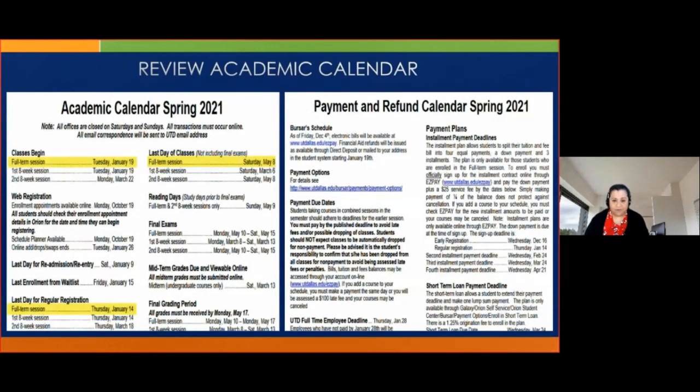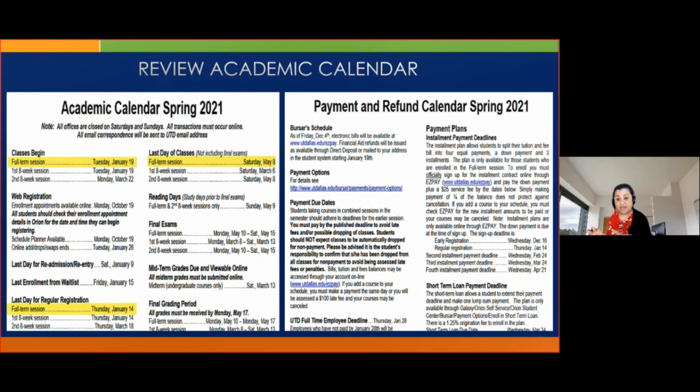Now, the first item that we want to cover is the academic calendar. So this is available to you every semester, and it outlines important deadlines that you have to keep in mind, including the window of registration, last day to add coursework, the first and last days of class, as well as detailed payment information on page 2.